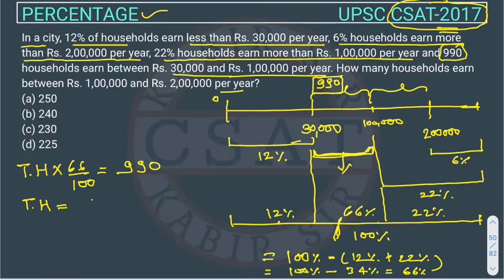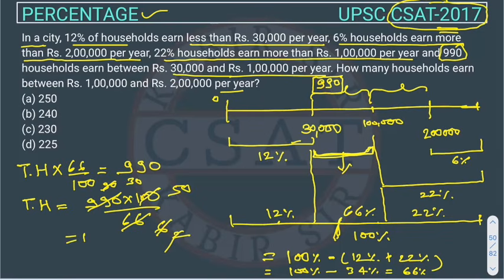So the total household will be 990 times 100 upon 66, right? So from 11 we can cancel this. Then again from 3 we can cancel this. Now 2 can cancel this one, 50. So it will come out total household is 1500, right? So total household is 1500.